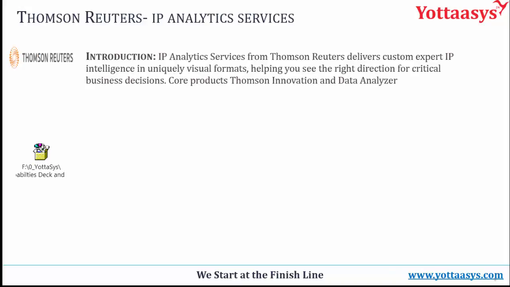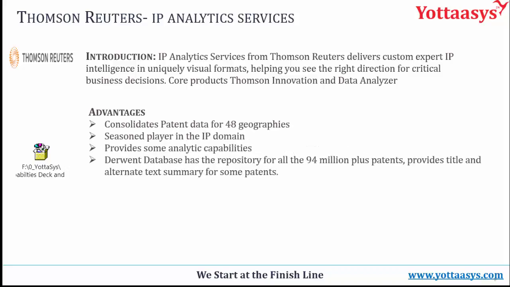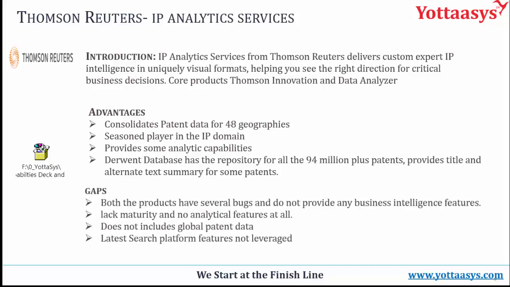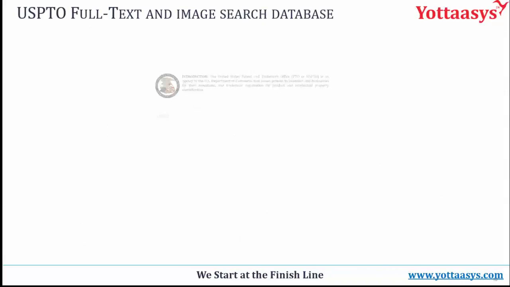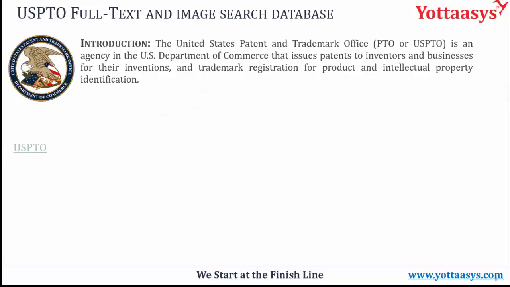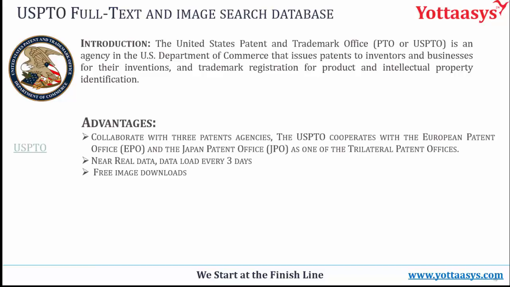The first product which we evaluated was Thomson Reuters Thomson Innovation and Data Analyzer. This product had a lot of advantages. For example, it consolidated patent data from 48 geographies. It was a seasoned player, but it had a lot of gaps when it came to advanced analytics. The next product which we analyzed was the USPTO Full Text and Image Search Database. Once again, it was good as a search tool, but it had minimal or no real analytic capabilities.